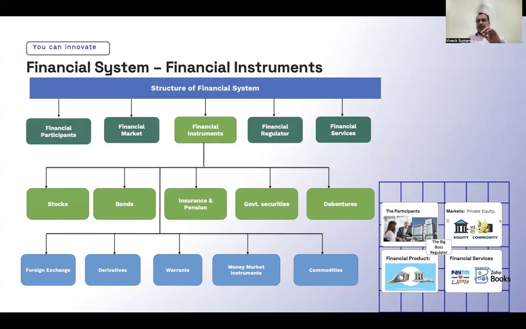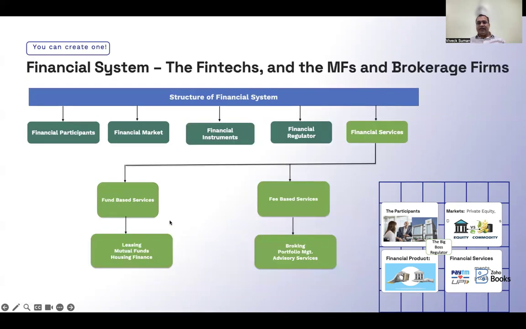Why it is so, you will learn in module three. Not now. In module three, when I start with derivatives, you will understand why they are on the second tier, why they are not direct finance instruments. Then we covered, of course, we jumped one and went into financial services.